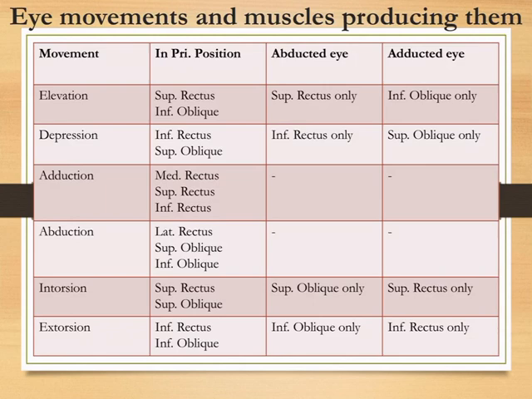Okay? In the abducted eye, elevation will be by superior rectus only, and in the adducted eye, elevation will be by inferior oblique only. Take a screenshot of this table and spend some time with it and you'll understand what I'm talking about, right?